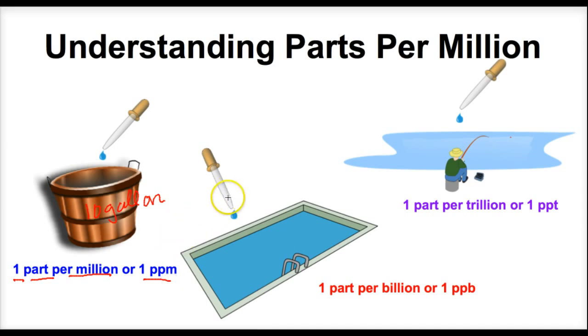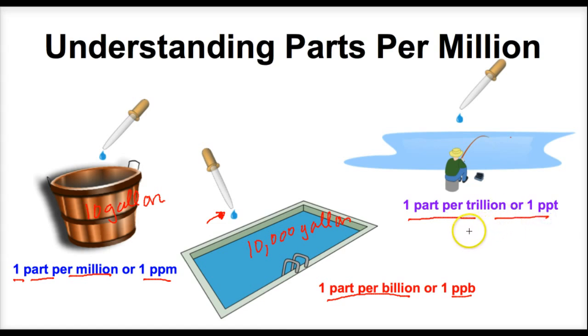Okay? What if I add 1 drop to a 10,000-gallon pool, which is about the size of an average pool in the backyard? Well, this would be like adding 1 part per billion, or the concentration of this solution, if you added this little drop of water here, would now be 1 part per billion, 1 ppb. And last but not least, what if you add this same quantity, or 1 drop of water or dissolvable solute, to a lake? That would be like adding 1 part per trillion, 1 part per trillion.